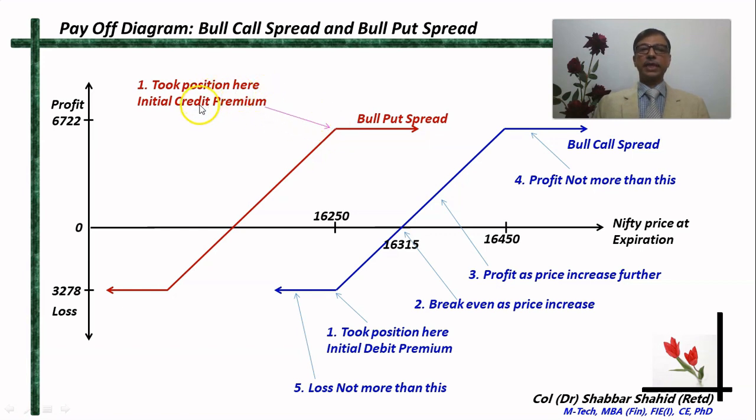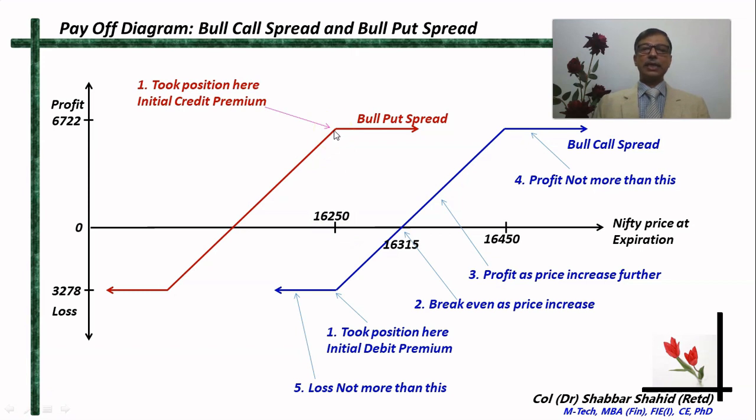Because we were dealing in puts, we received a higher premium and we paid a lesser premium. So ab initio, or right from the beginning, there was money in our hand. There was credit in our account, money came into our account, this much. In the previous case, this much money had gone out of our account. Here, ab initio, the money has come into your account, the premium.